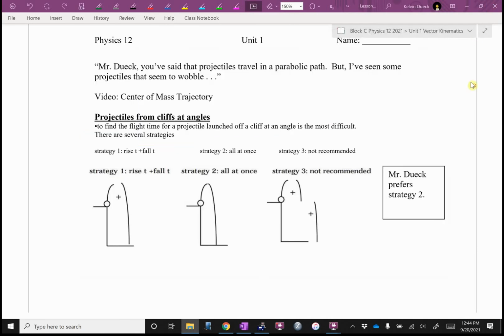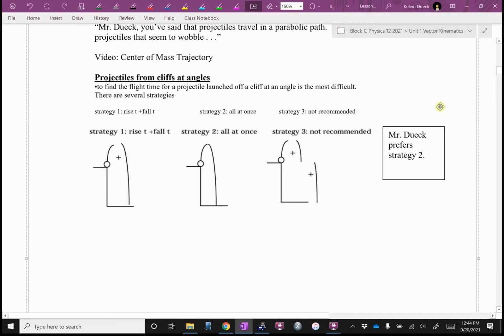All right. Let's get to today's lesson. Projectiles from cliffs at an angle. You know what we're going to spend most of our time finding? Time. Okay. So if you give me a projectile launched from a cliff at an angle, did I say angle?